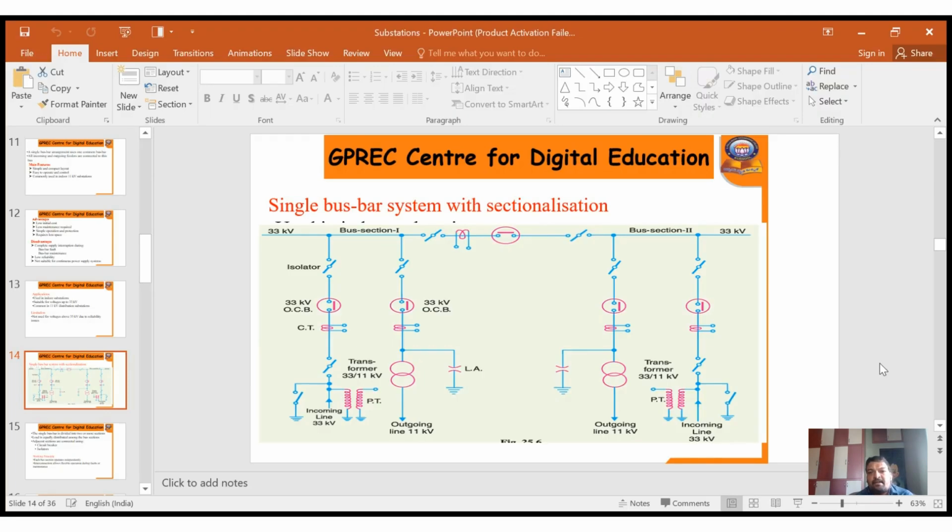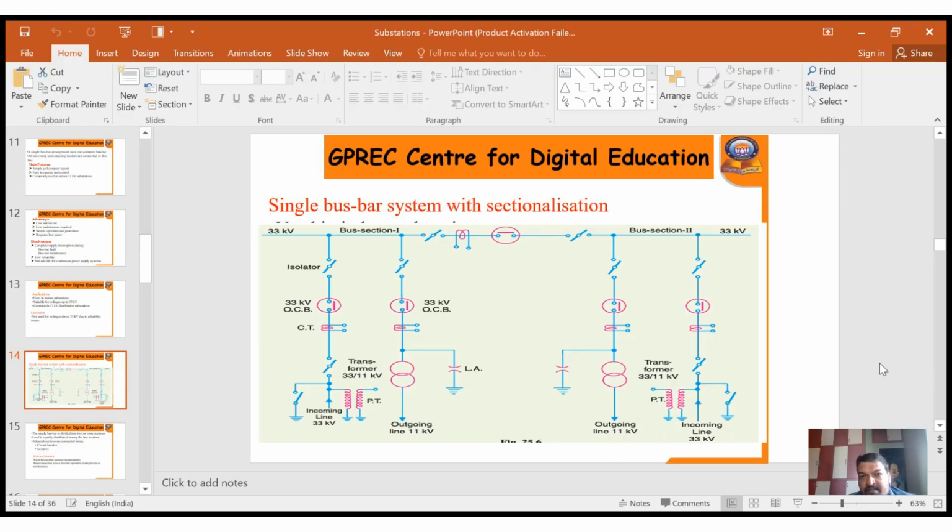The main advantage of single bus bar system with sectionalization is that if any fault occurs in one section, then the remaining sections will operate. We have n number of subsections in the system. If any fault occurs in one section, then the remaining n minus 1 subsections will operate without interruption.